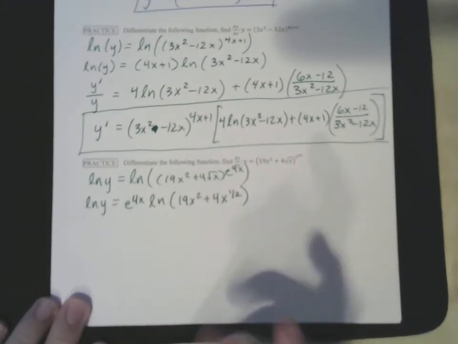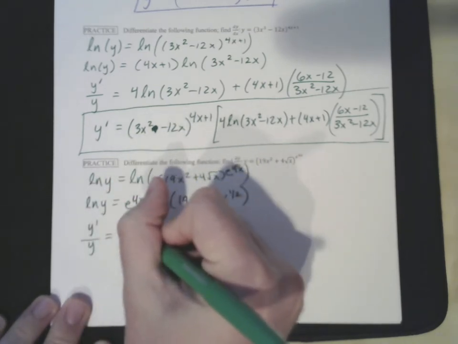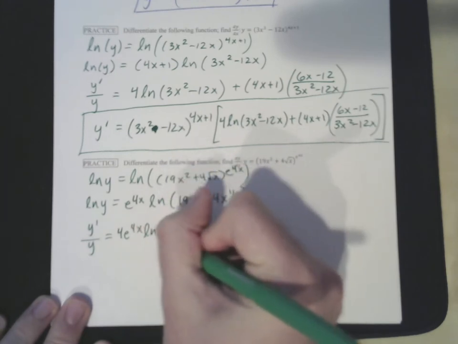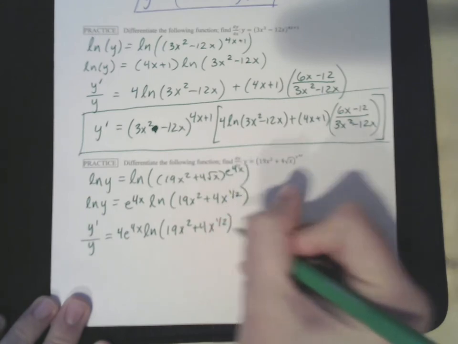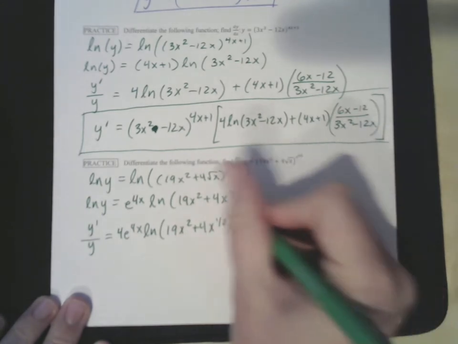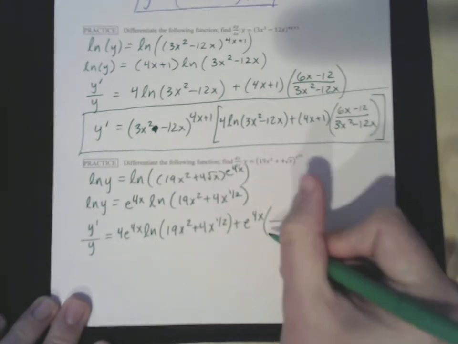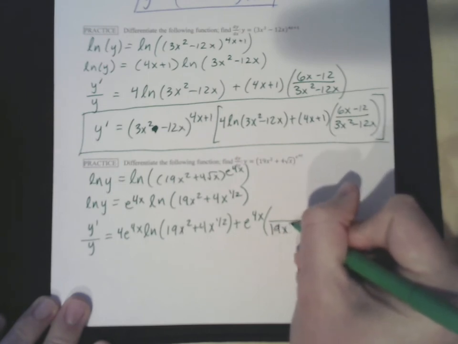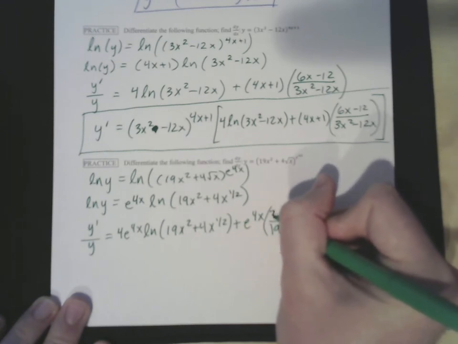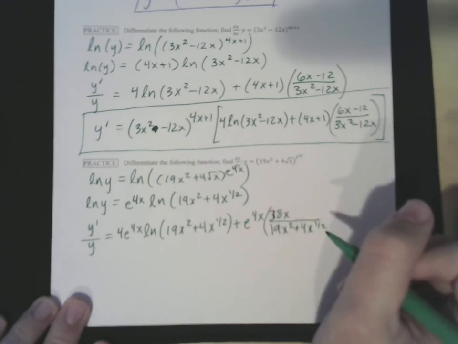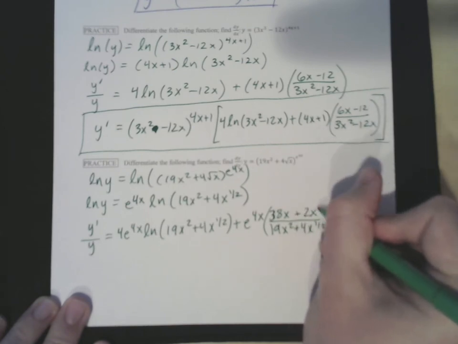Take our derivative of both sides. Y prime over y. Derivative of the first, 4e to the 4x times ln of 19x squared plus 4x to the 1/2, plus e to the 4x times the derivative of the second, which is going to be a fraction. On the bottom goes 19x squared plus 4x to the 1/2. On the top goes 38x, and then plus 2x to the negative 1/2.